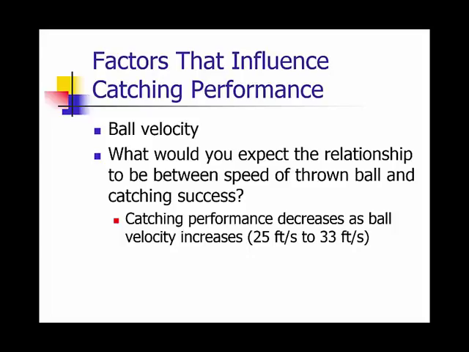For ball velocity, as you might expect, balls thrown harder were harder to catch in these studies. Researchers found that catching performance decreased as the ball velocity increased. And in that specific study, they looked at 7 and 9-year-old children, and compared children catching balls thrown at 25 feet per second to 33 feet per second, and found that the slower velocity led to greater catching results.